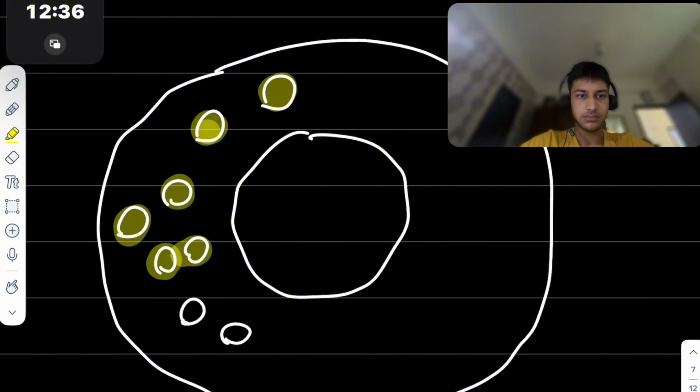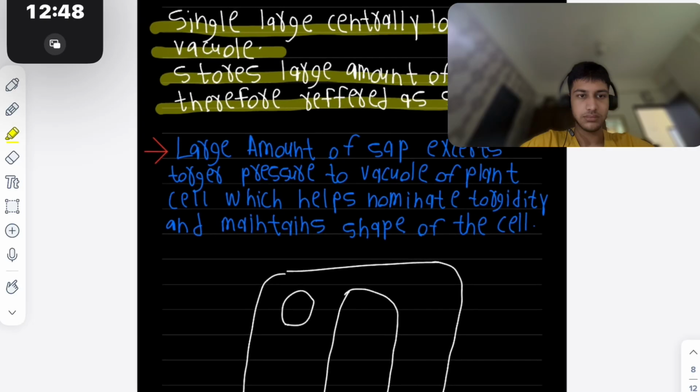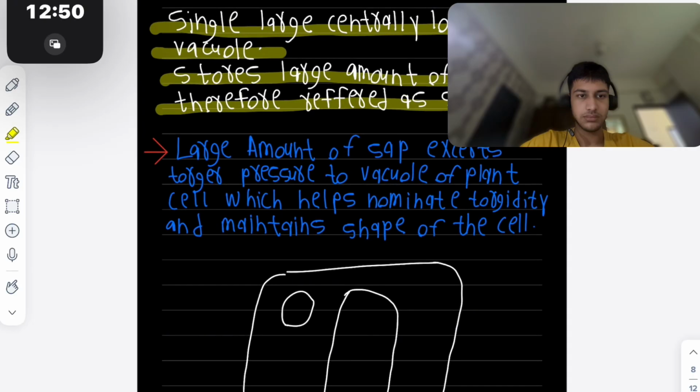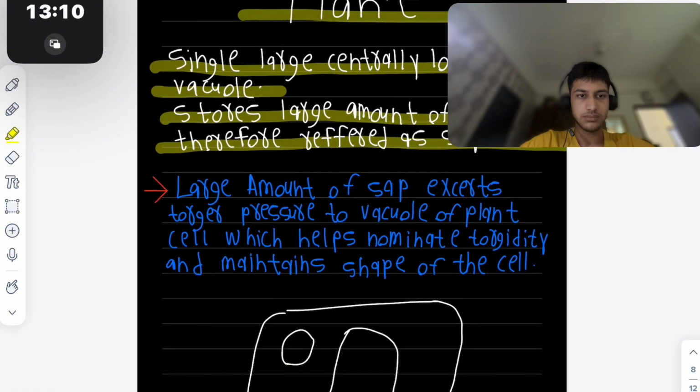In the center we have the nucleus. Then in the plant we have the plant vacuole. In the plant cell we have a single large centrally located vacuole, which stores a large amount of sap, therefore it is referred to as the sap vacuole.